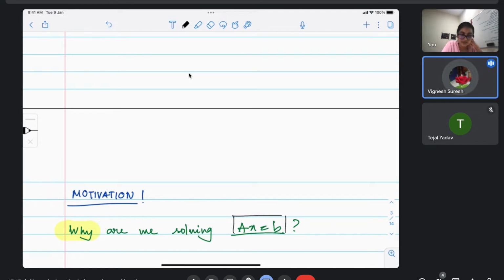Vignesh, would you like to give an idea about why we are solving Ax equal to B? To find the unique solution of the equations. Right, that's one of the great answers, that we are trying to find the unique solution of the equations. Any other idea, Tejal?